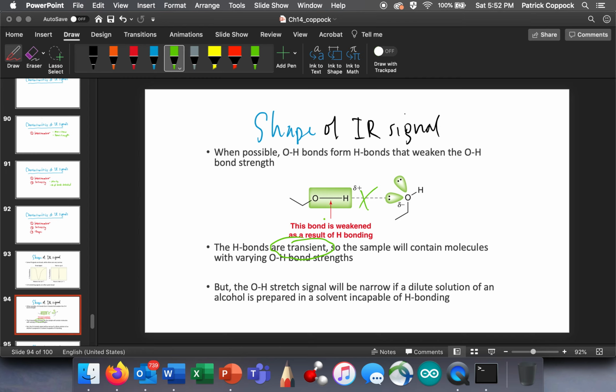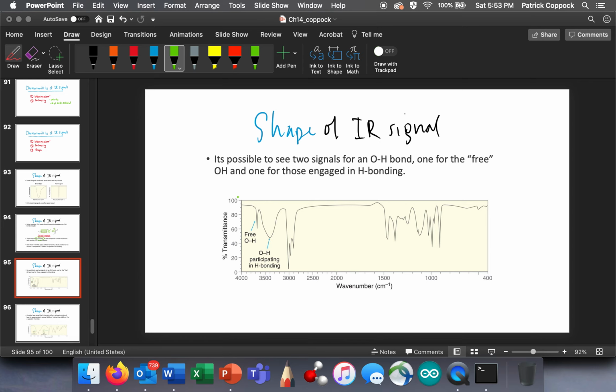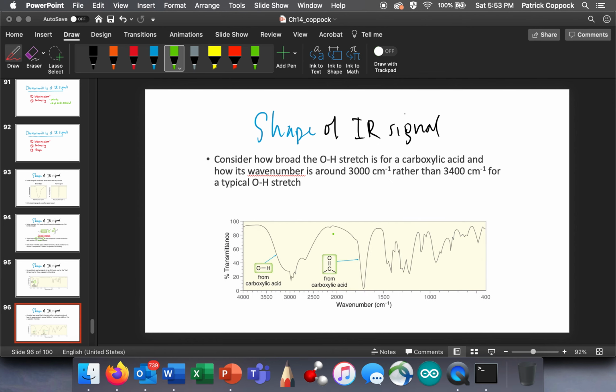That's why it's broad, because, like a Gaussian curve, some population is always in some stage of having that hydrogen bond. If it's fully hydrogen bonded, this is going to be a much weaker bond, and it's going to be further upfield. If it's all by itself, it's going to be further downfield, and that's why we get the broadening of the OH. It's because of hydrogen bonding. Here's an example of that. These are participating in hydrogen bonding, and here's some OH which is not participating at all. It's just out here by itself.